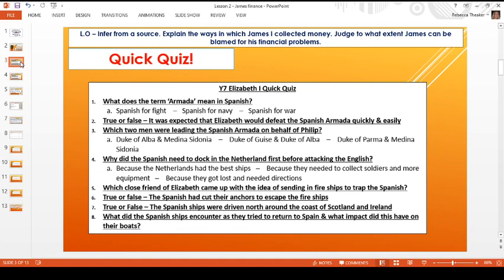Question 4. Why did the Spanish need to dock in the Netherlands? That should have an S on the end of it. There we go. Why did the Spanish need to dock in the Netherlands first before attacking the English? Was it A, because the Netherlands had the best ships? Was it B, because they needed to collect more soldiers and more equipment? Or was it C, because they got lost and they needed directions?